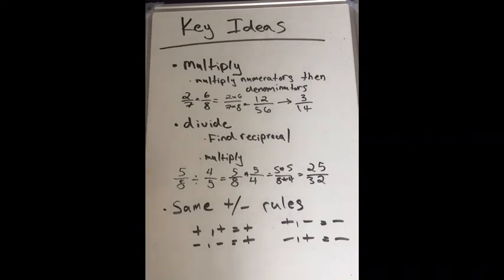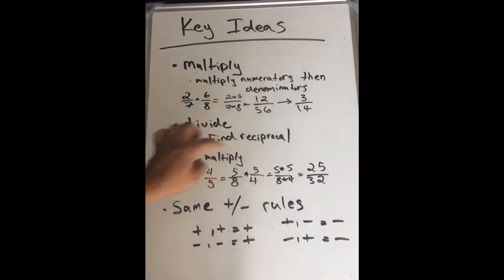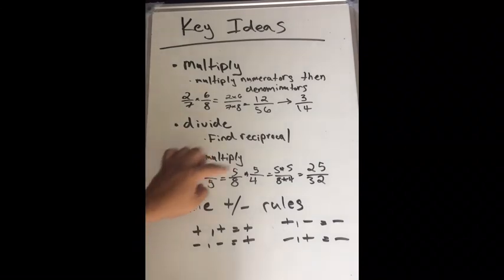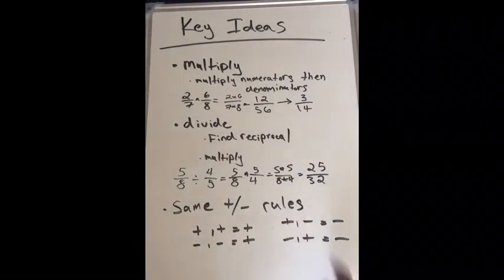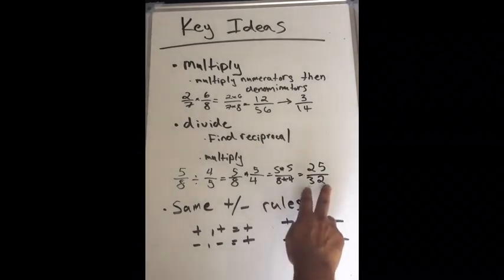When we're dividing our fractions, first we want to find the reciprocal of the second fraction, and then we're going to multiply. Okay, so in the case here of 5/8 divided by 4/5, what we do is we find the reciprocal of the second fraction. I already took the liberty of doing that. That turns 4/5 into 5/4, and then we multiply. That is 5/8 times 5/4. And just like our multiplication, 5 times 5 gives us 25 in the numerator, 8 times 4 gives us 32 in the denominator.